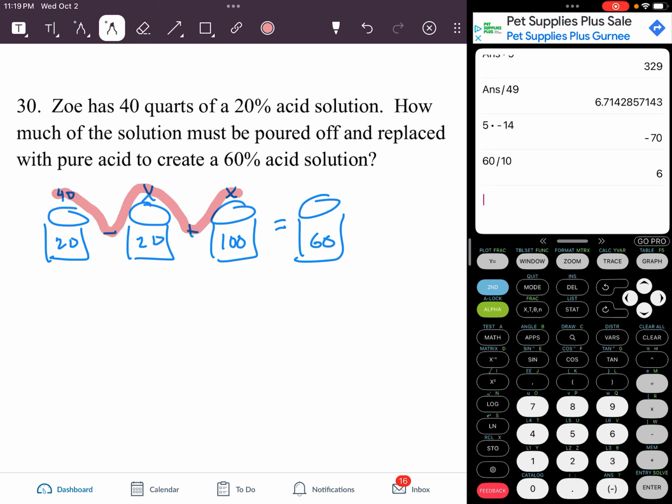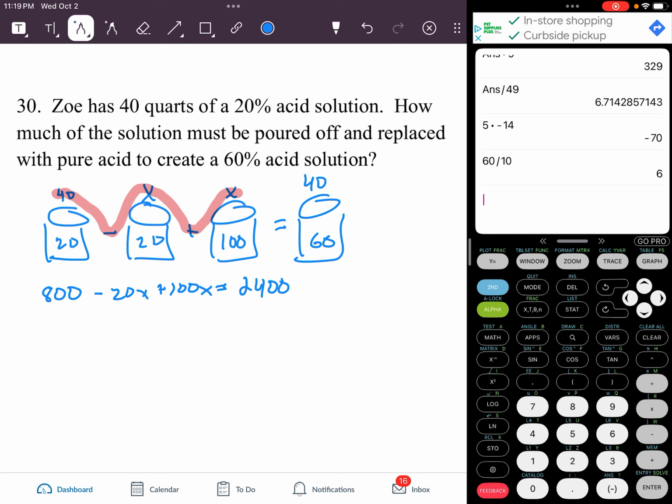So 40 minus x plus x means that there's no more x's because negative x plus x is going to be 0. You're left with 40. Okay, now we can multiply straight down. You're going to get 800, not x, minus 20x plus 100x equals 2,400. So we did our picture for 1.1. We're doing our equation for 3.2, which we just did, and then we do 5.1 in this case to solve it.